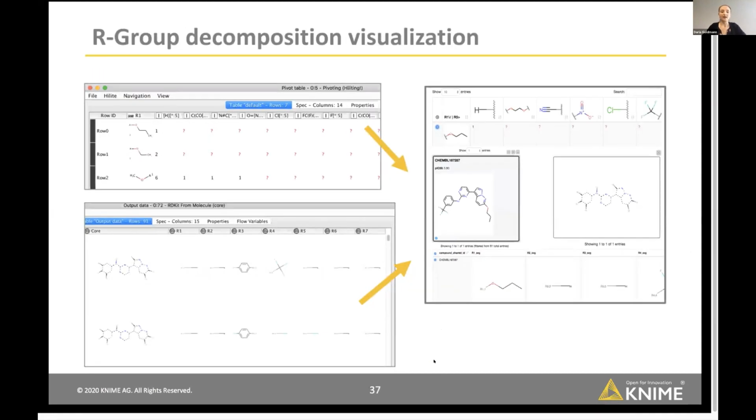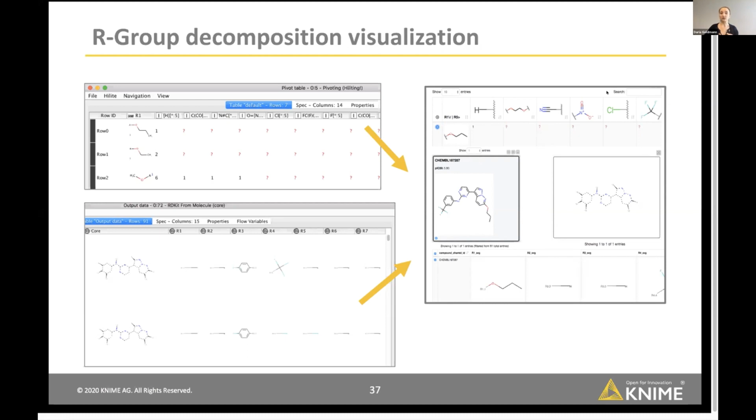Okay, let's remind ourselves. So now we've performed pivoting first, where we have a table with the pair of R groups. And then we also have a table from the R group decomposition, where we have our original data, plus each of the molecules has additional columns that represent the core and the R groups. What we would like to do is build an interactive visualization for that.